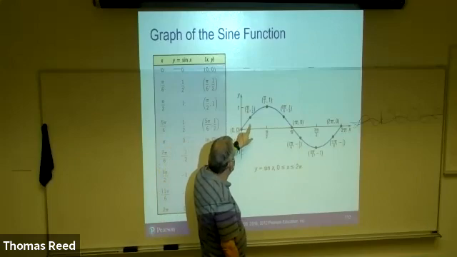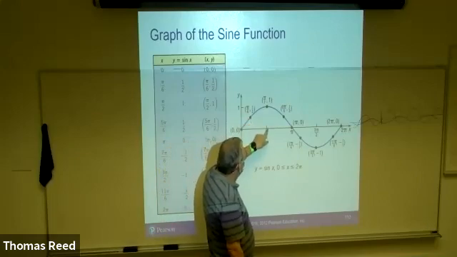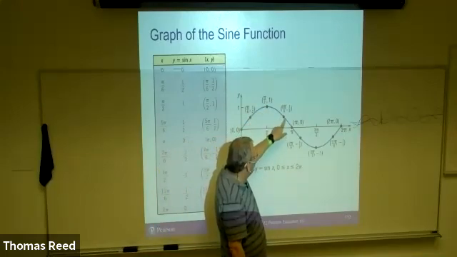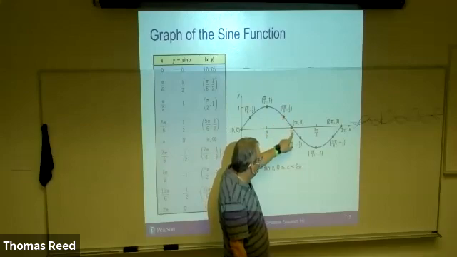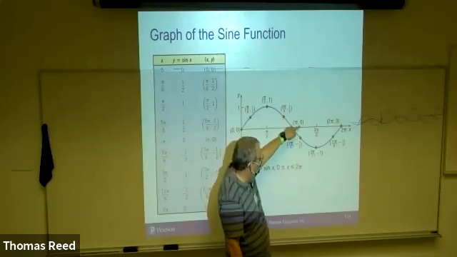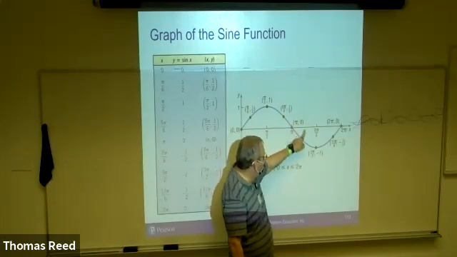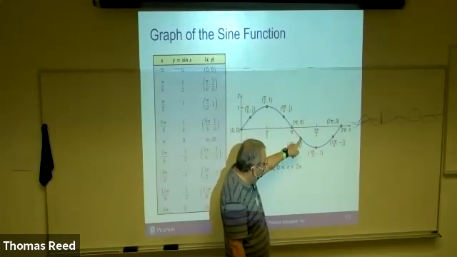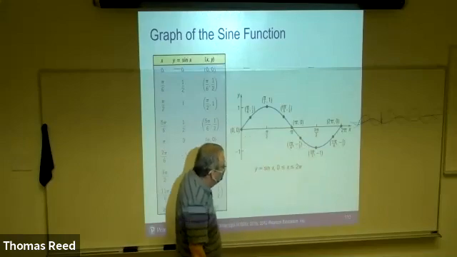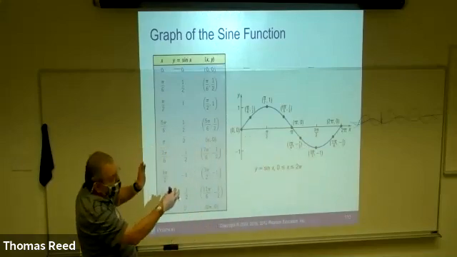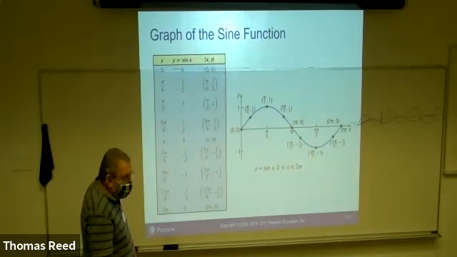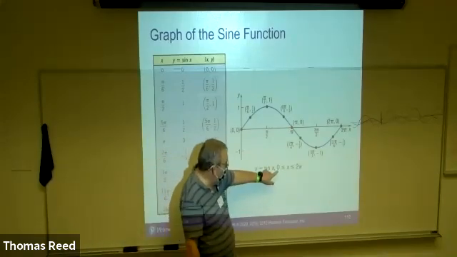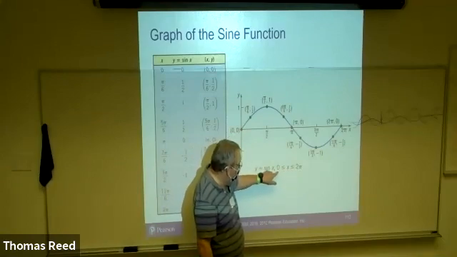So at pi over 6, it's 1/2. At pi over 2, it's 1. At 5 pi over 6, it's 1/2. And at pi, it's 0. And then when you go to 7 pi over 6, it's -1/2. And then you continue on. So this is just one period of the graph of the sine function. See, they limited the domain from 0 to 2 pi.